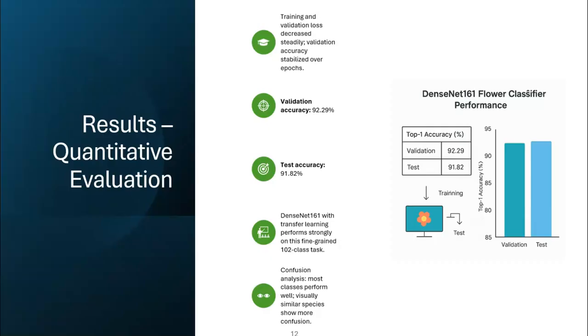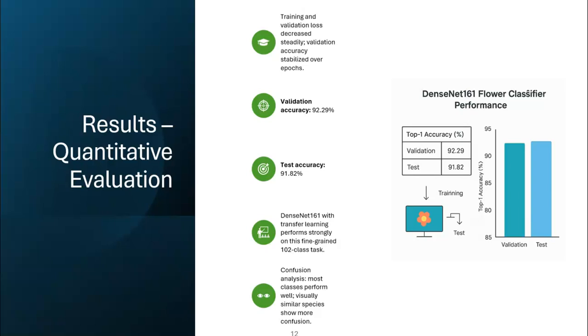Coming to the quantitative evaluation, here we show our results across the training approaches. Both training and validation loss decrease steadily, and validation accuracy rises, then stabilizes. Our best model achieves 92.29% top-1 accuracy on the validation set and 91.82% on the test set. Given that it is a fine-grained problem with visually similar species, this indicates DenseNet-161 with transfer learning performs very strongly.